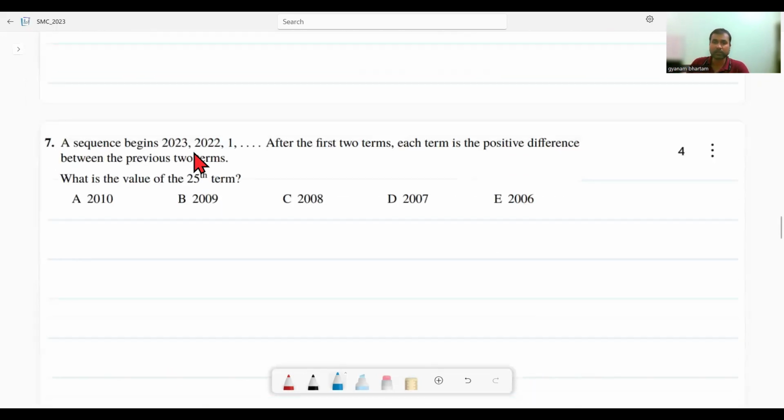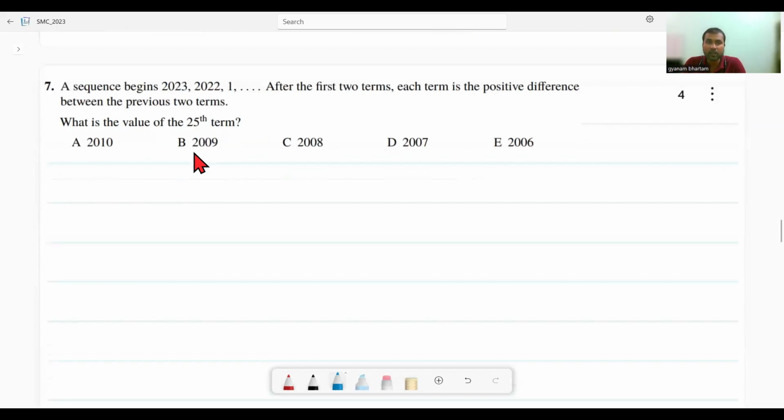Okay, next question is question number 7. A sequence begins with 2023, 2022, and then 1. After the first two terms, each term is the positive difference of the two previous terms, right? What is the value of the 25th term?